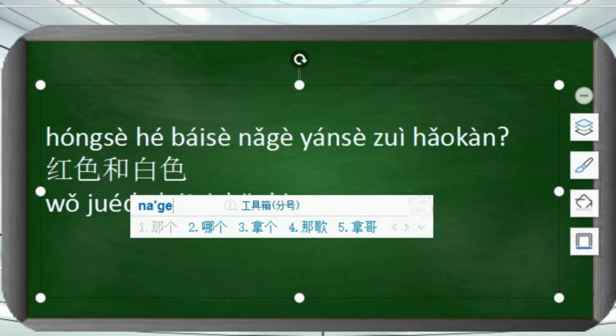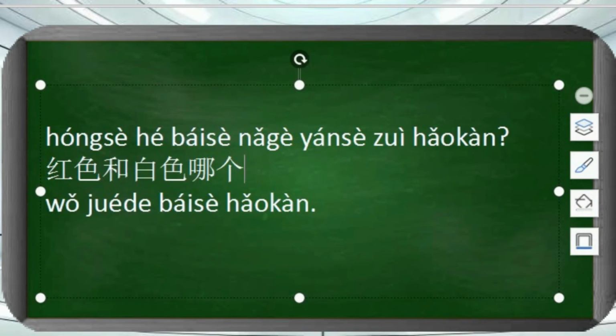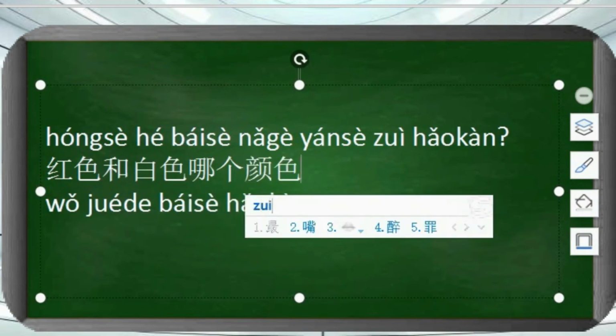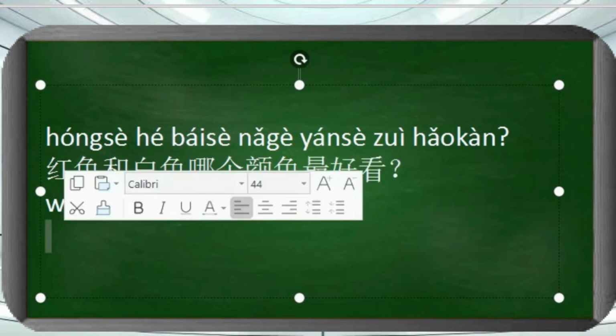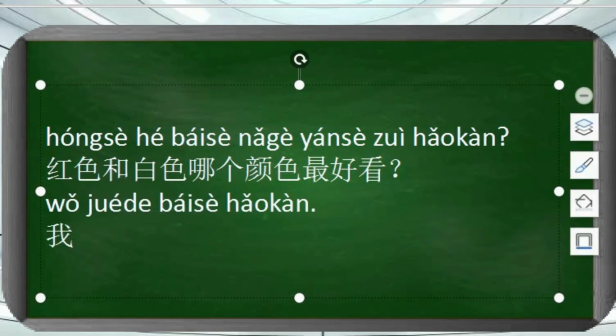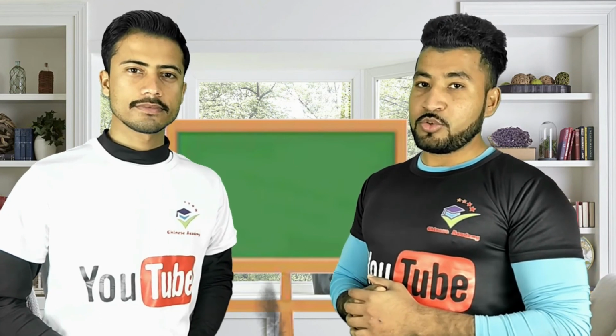We are asking the question, so the character we will choose is number 2. 哪个颜色最好看? Which color is more good looking? 我觉得, 我 means I, 觉得 means feel or think. 我觉得白色好看. I think white is more good looking. 红色和白色哪个颜色最好看? 我觉得白色好看. So now comes to the sentence use section.